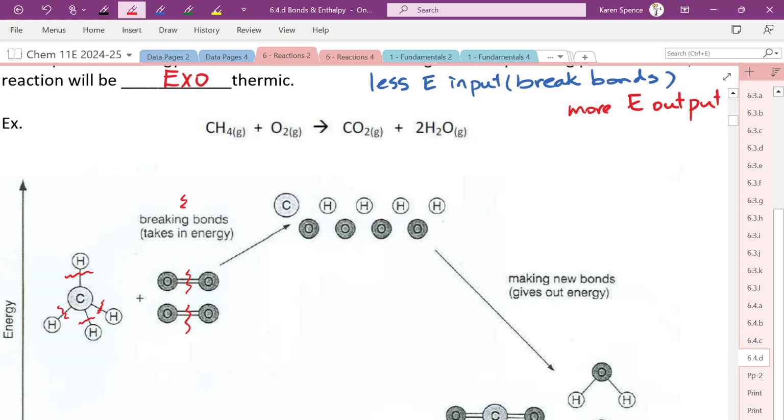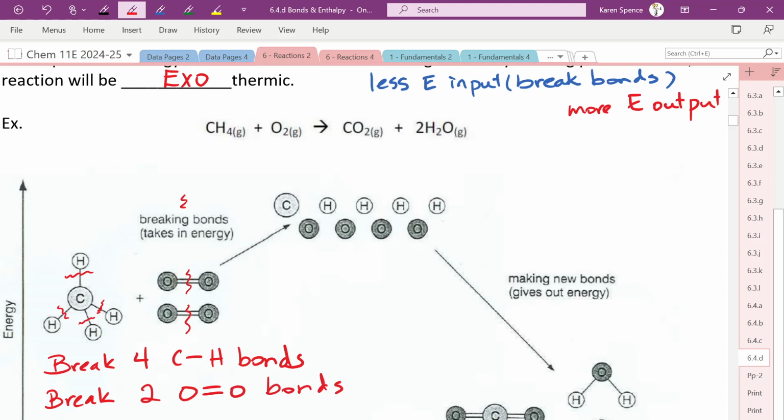Okay? So we have to break all those bonds. We have to break 4 C-H bonds, and we have to break 2 O=O double bonds. Yes? And now all of our atoms are separated.